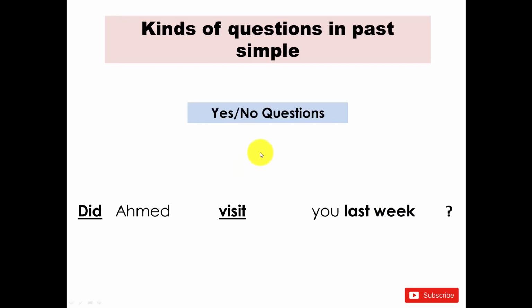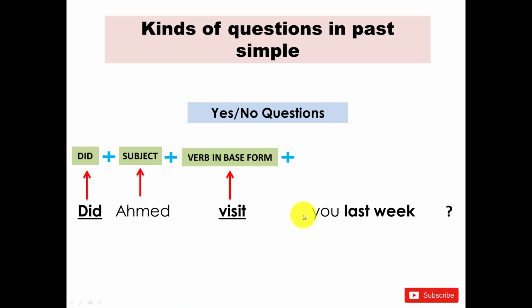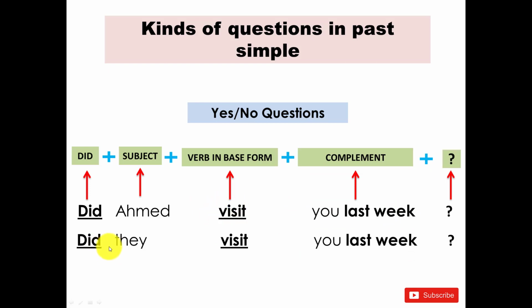So let's start with yes or no questions. For example, here we started with the auxiliary did. So did, Ahmed is the subject, plus the verb in the base form, and the complement here. So as you see here, the verb does not change in the question form. Another example, did they visit you last week? So the same auxiliary with the verb in the base form.